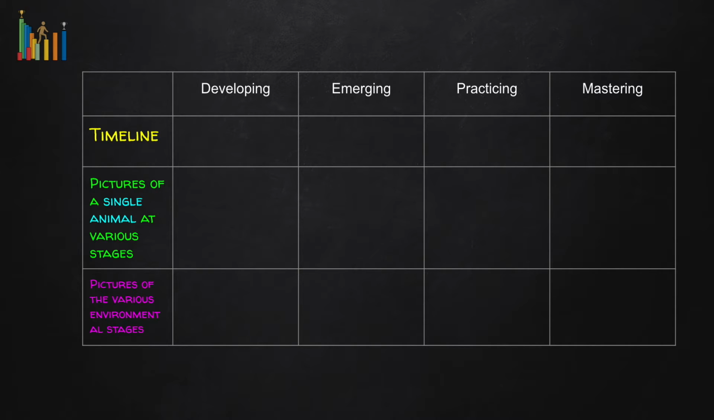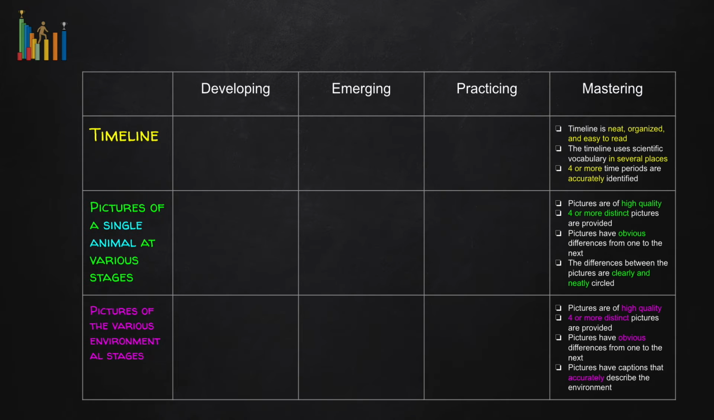What I don't want to do is start by describing what students do at the developing level. I actually want to describe what students are going to do at the mastering level first. That's because I want to start at the point at which students are doing their very best work. What does true mastery of this standard look like?